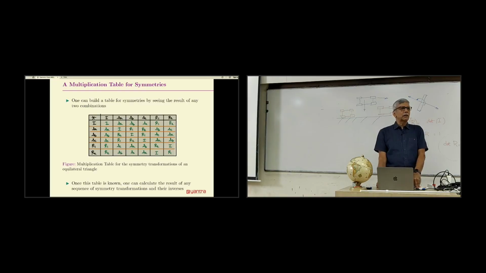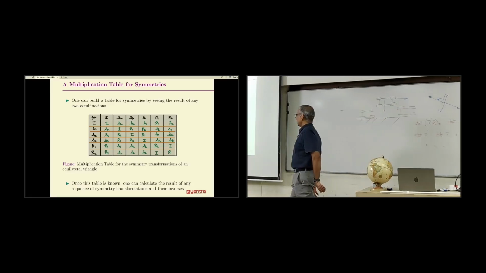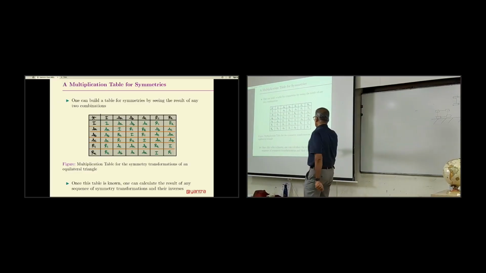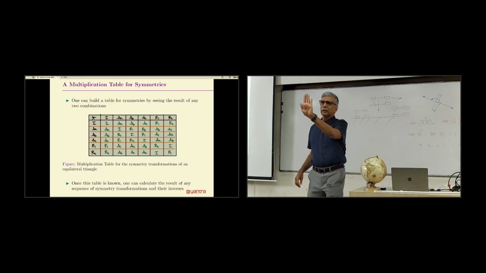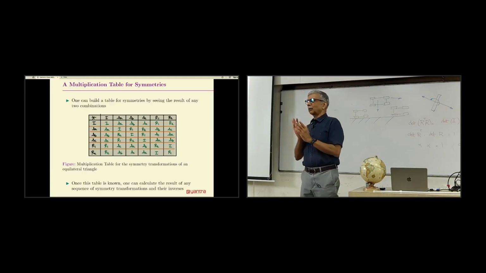So here are examples. So here is a table. So I have compositions of operations, right? So once I can calculate the result of any sequence of symmetry transformations as well as their inverse. And inverse is nothing. If I go 120 degrees, I get back 120 degrees, right?